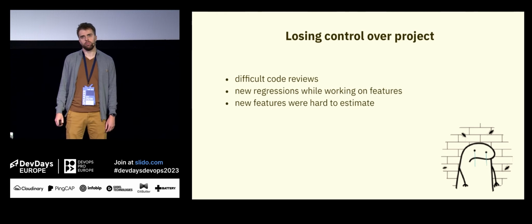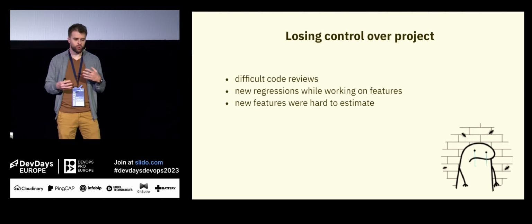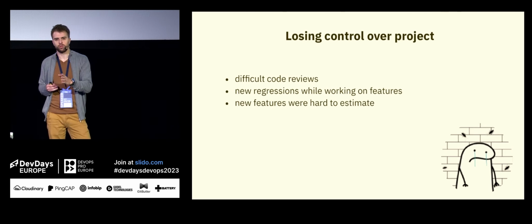For one big project, which was a startup project, we had some problems with code reviews. We introduced a lot of regressions. We were going very fast, so it was unavoidable in some sense. And estimates were insanely hard, and we also struggled to have a stable state by a certain date.